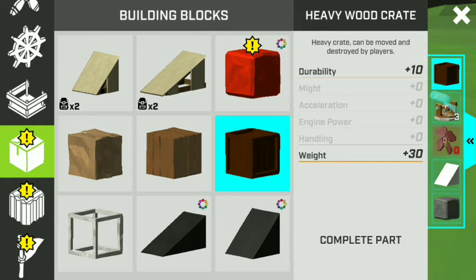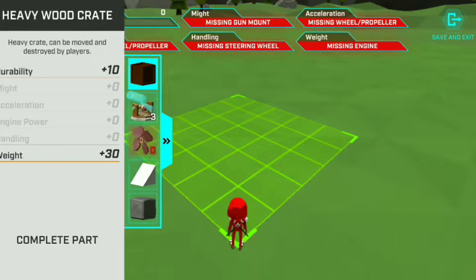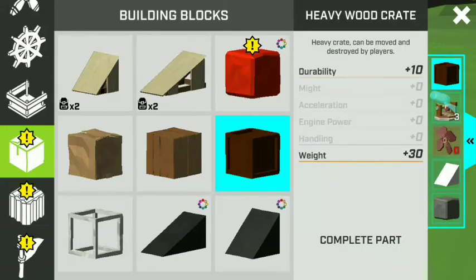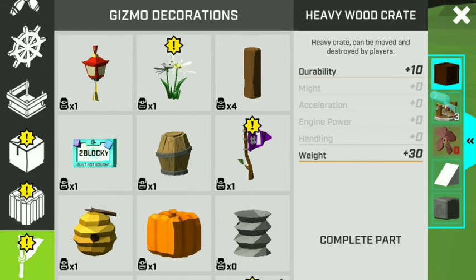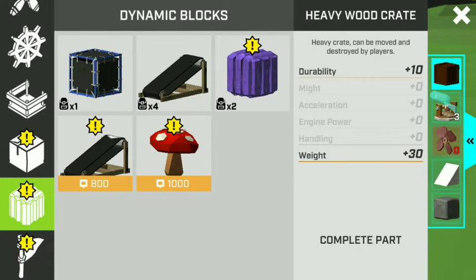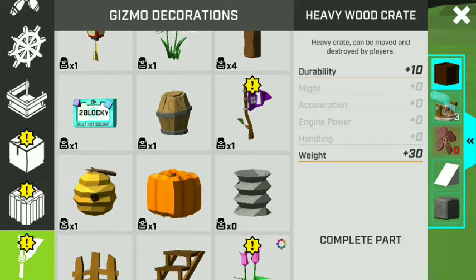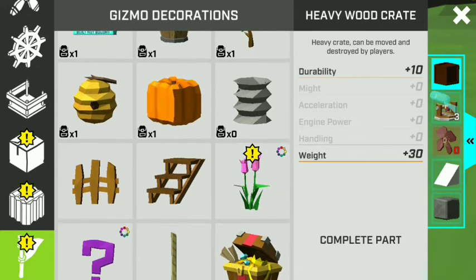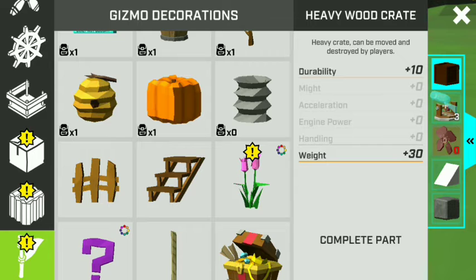The equipment here in Gizmo build. So we actually have two more blocks which we're going to review, and I think this is going to be a very fast review because this is just the dynamic blocks and the Gizmo decoration. Most probably these are for design purposes.